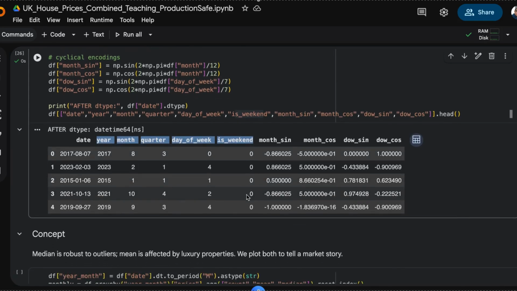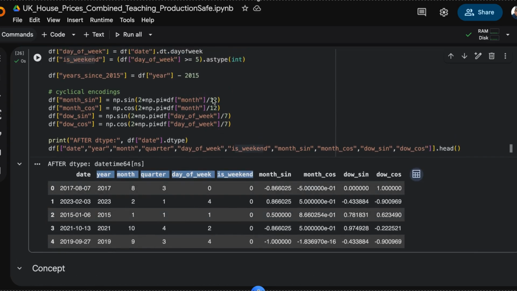We also create a linear trend variable, years since 2015. Instead of modeling year as categorical, we model it as a continuous time progression. This allows linear models to capture long-term upward or downward trends.